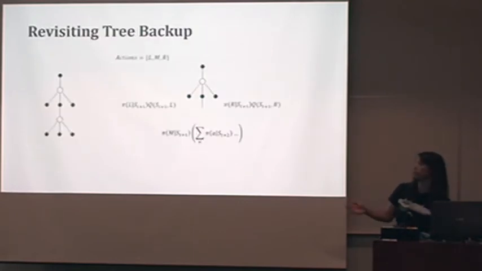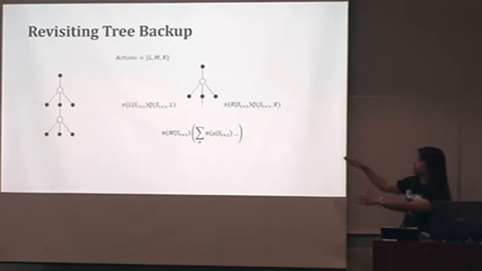Now I'm going to back up and revisit tree backup. This is in the n-step case again. On the left, I have two-step tree backup. On the right, I sort of sliced it to try and get a feel of what's going on here. And I've denoted the actions as left, middle, and right, as L, M, and R.